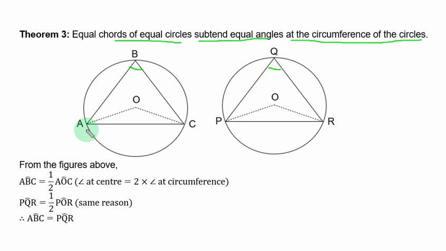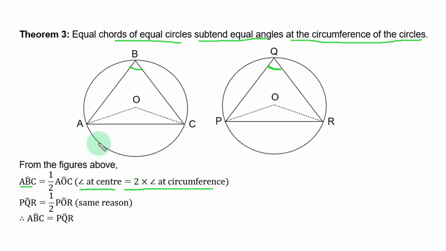From the figures above, angle ABC is equal to 1 over 2 angle AOC. The reason is that angle at center is equal to 2 times angle at circumference. Now in the second figure, you have angle PQR is equal to 1 over 2 angle POR. Same reason.